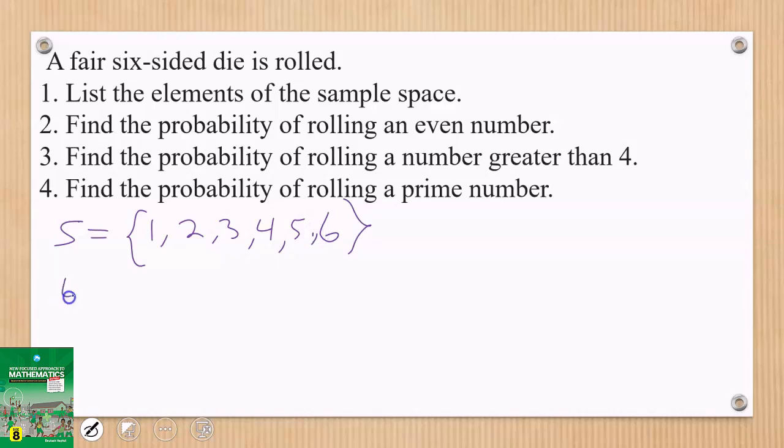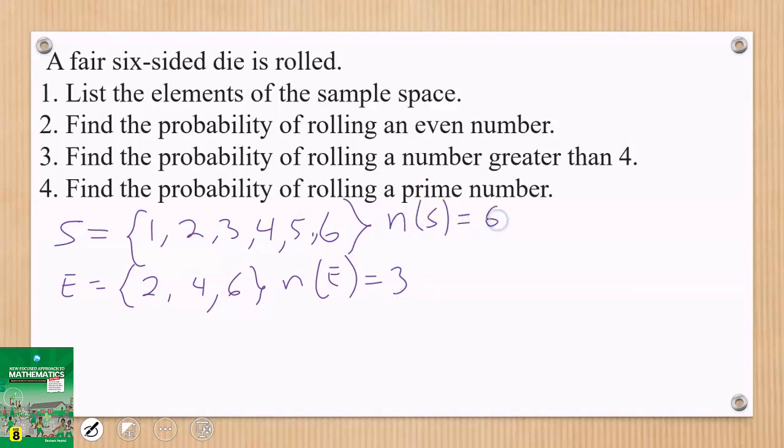Let E be the even numbers that can be created from this set. We have 2, 4, and 6. These are the even numbers. What is the number of even numbers here? The number of even numbers, we have 3. Then again, you also know the number of elements in the sample space here to be 6.